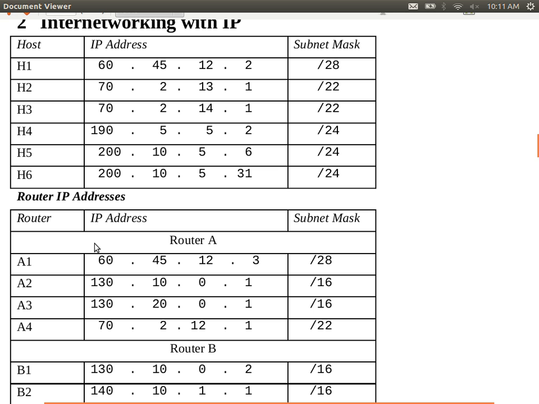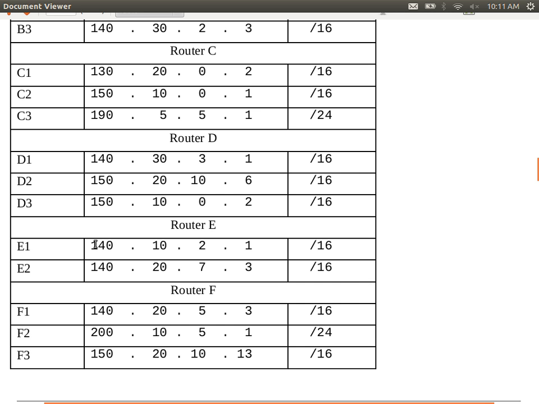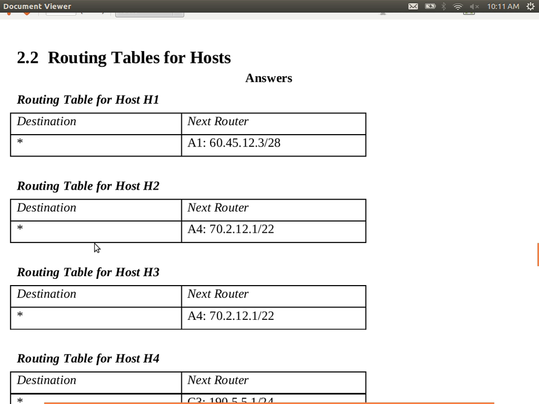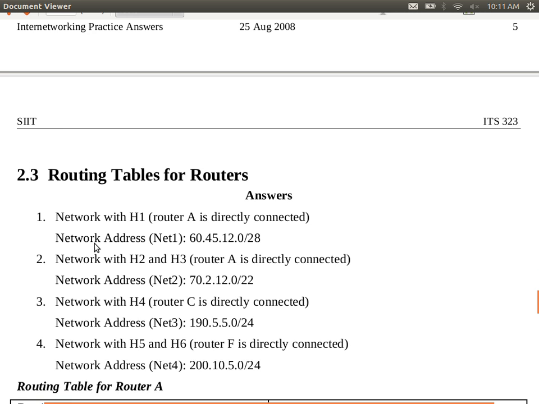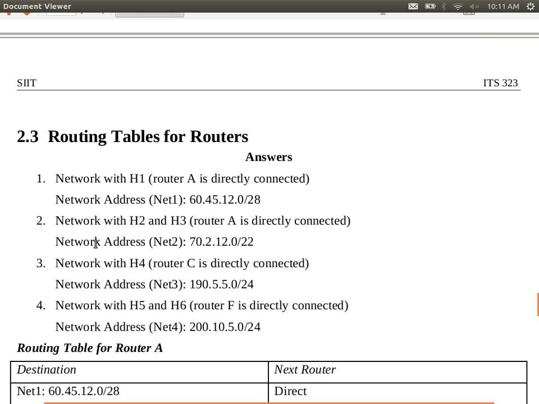So that's network 1. You can also do it for network 2 and network 3. And so that we can finish in this next 10 minutes, the answers are given here. Network 1, 60.45.12.0. Network 2, which contains hosts 2 and 3. You can check from the IP addresses, at least in my case, 70.2.12.0. And network 3, which was our 190.5.5, and network 4. We will use them in the routing tables in the next part.